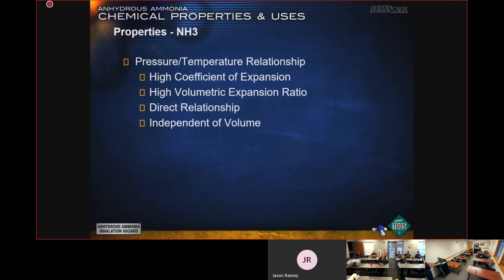It does have a high coefficient of expansion and a high volumetric expansion ratio, and it's independent of the volume. It doesn't really matter how much is in a tank volume-wise, it's the pressure that it creates because of all of these factors. You might have a tank that has 5% of its content, and it might leak off just as easily as something with 85% based on the outside conditions.